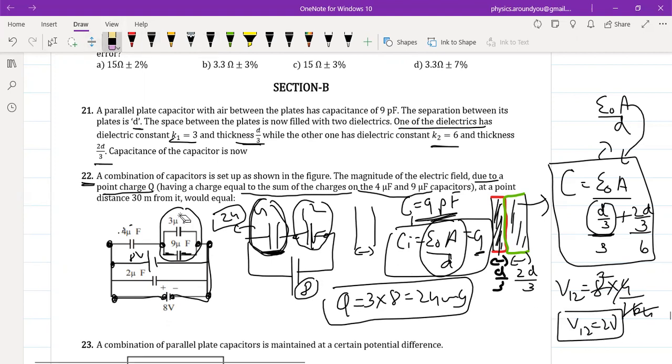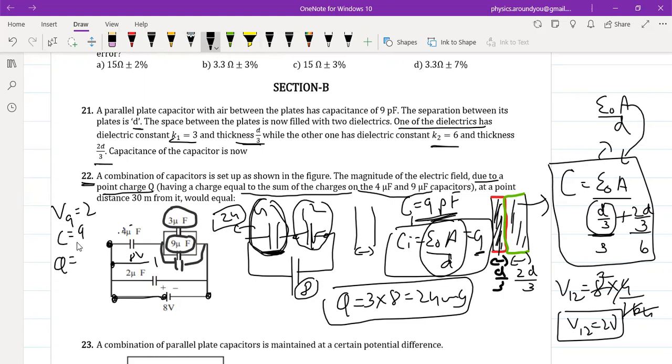So what would that give me? That would give me voltage across just this assembly, which is 2 volt. If 2 volt is there between these points, even 3 microfarad will have 2 volts and 9 microfarad also will have 2 volts against it. So what would be the charge stored in 9? I know potential difference across 9 is now 2 volt and capacitance of 9 is 9 microfarad.